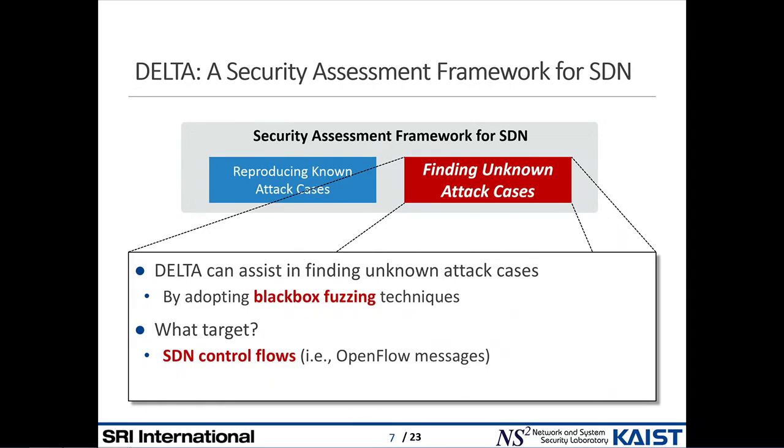Another major feature of Delta is discovering unknown attacks. We want to cover commercial SDN components that are usually closed source as well as open source components. So in our framework, we use a black box fuzzing technique, and with the black box fuzzing technique, we can find 7 unknown attack cases. In our framework, we specifically aim to first test SDN control flows, such as OpenFlow operations in OpenFlow-based SDN. I'll come back to this matter in a later slide.